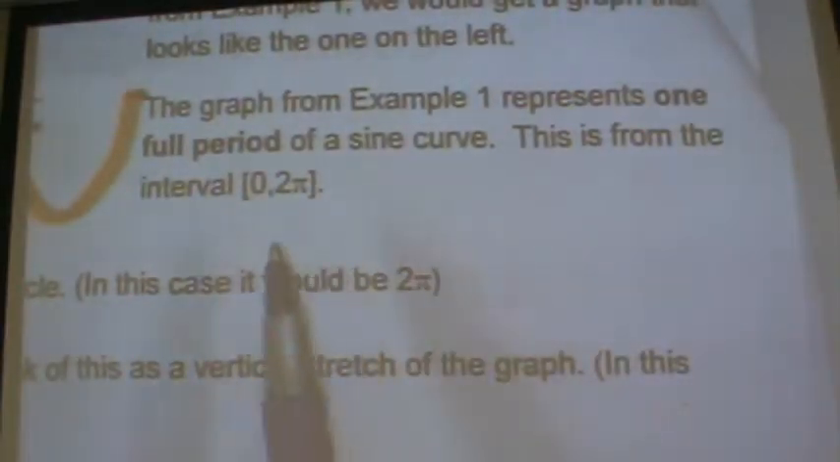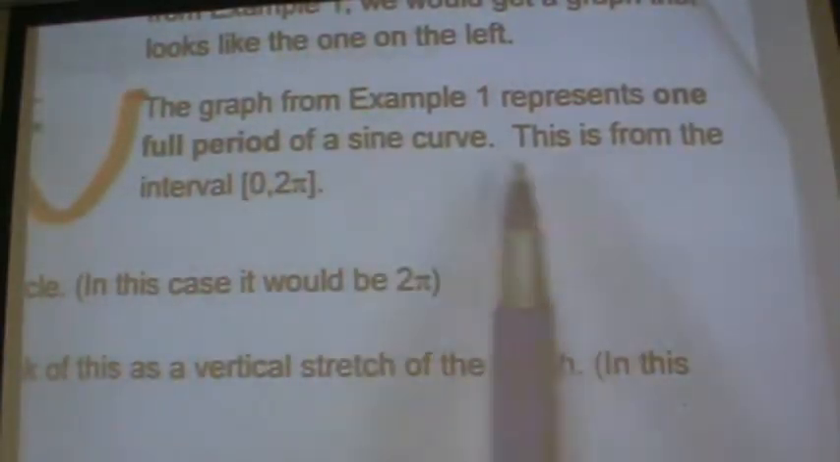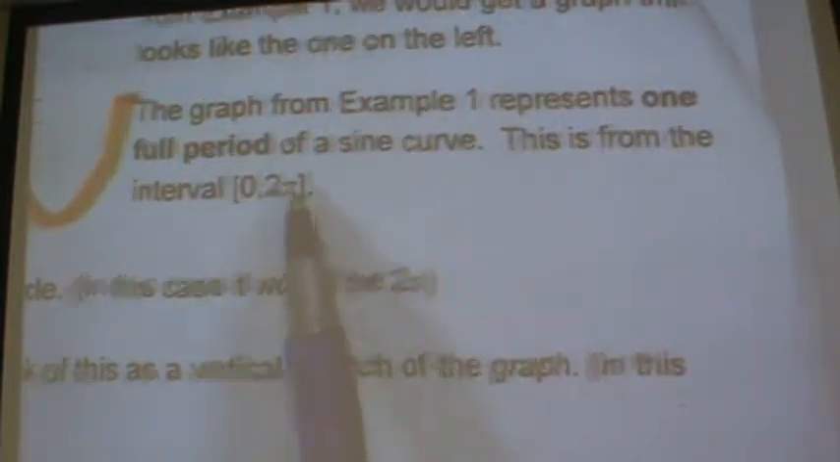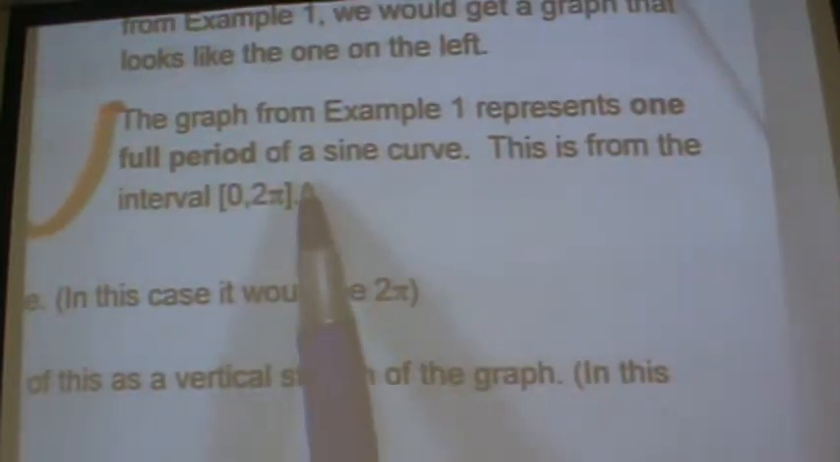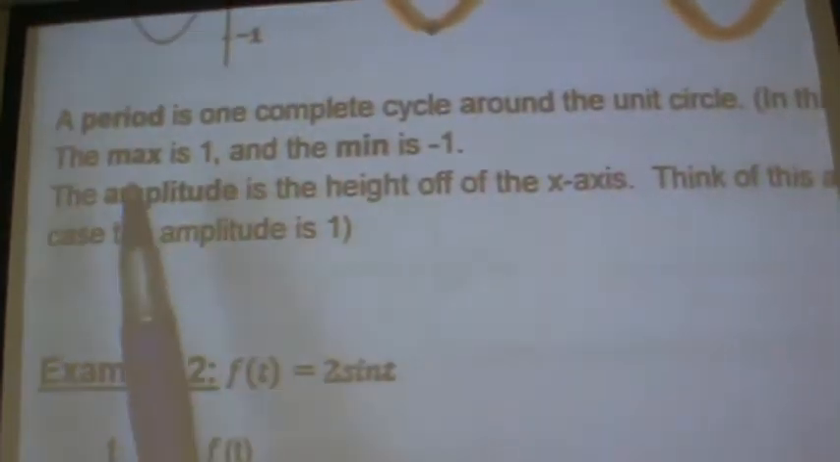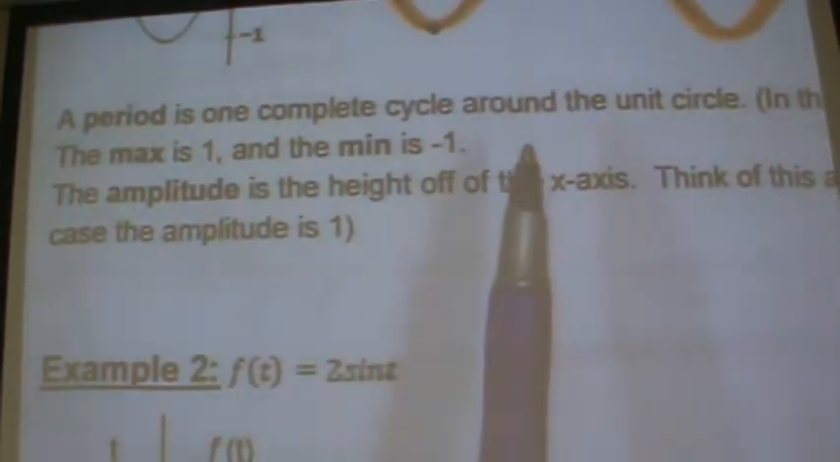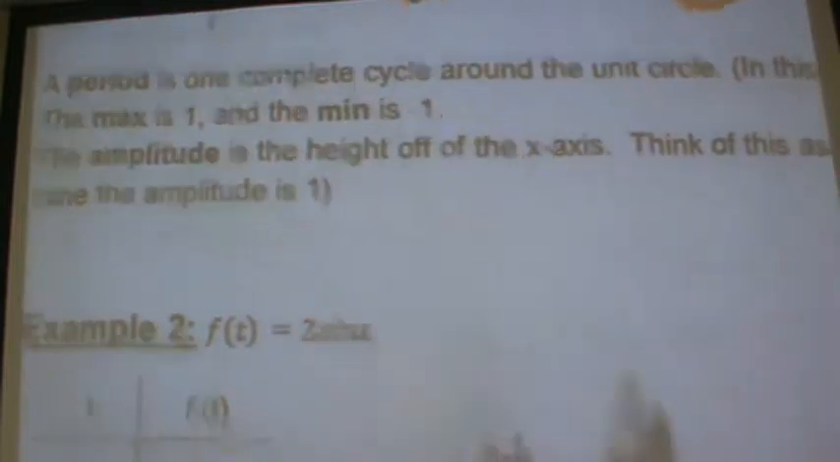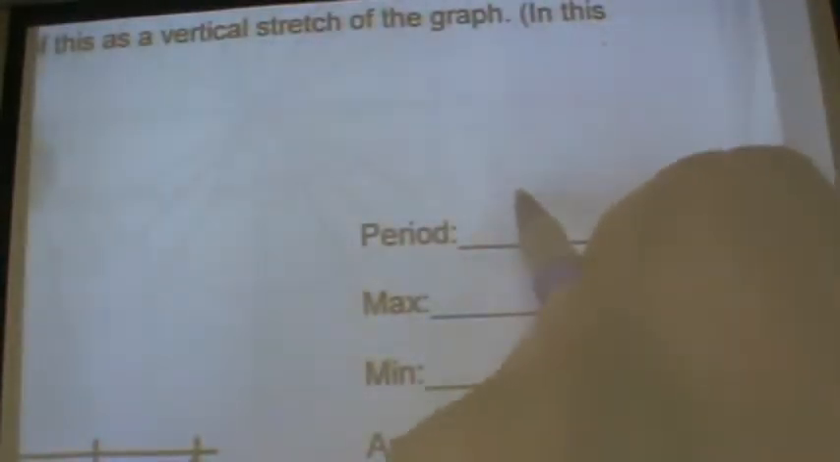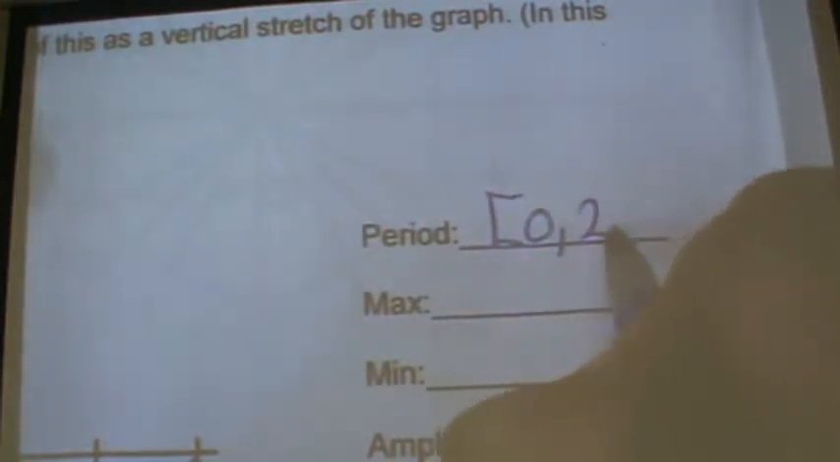So the graph from example 1 is 1 full period of the sine curve, and the interval is from 0 to 2 pi. And then the pattern repeats itself. So the period is 1 complete cycle around the unit circle. So 1 complete cycle is your period. Your period goes from 0 to 2 pi.